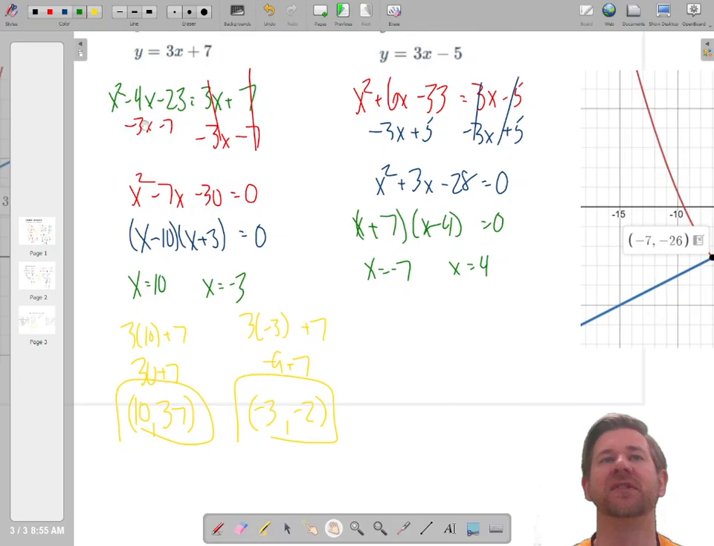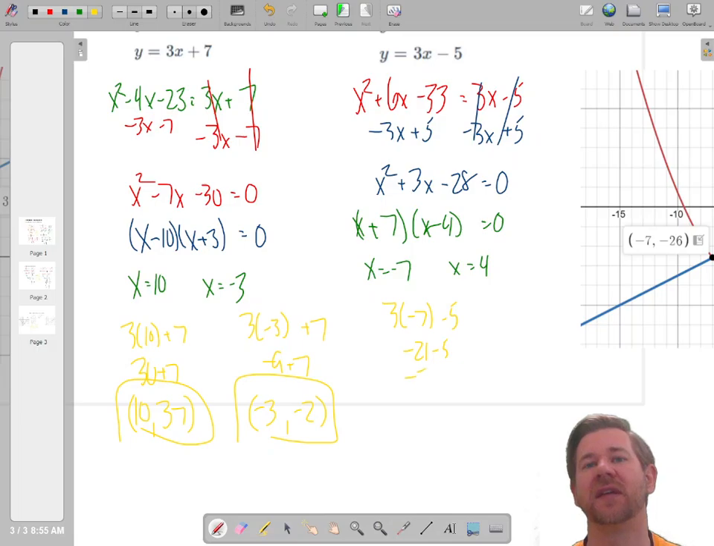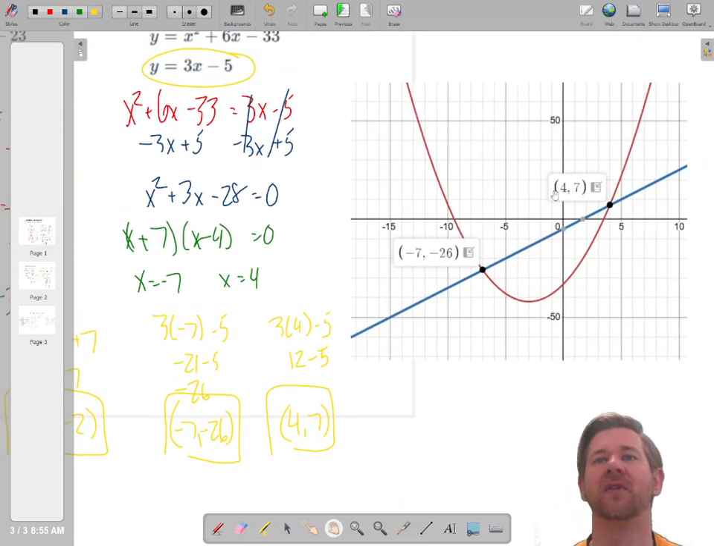And now when I plug those in, 3 times negative 7 minus 5, negative 21 minus 5 is negative 26, so that's negative 7, negative 26. Or, again, we're plugging in right here, 3 times 4 minus 5, 12 minus 5 is 7. So when you plug in 4, you get 7. How we do? 4, 7, negative 7, negative 26. Awesome.